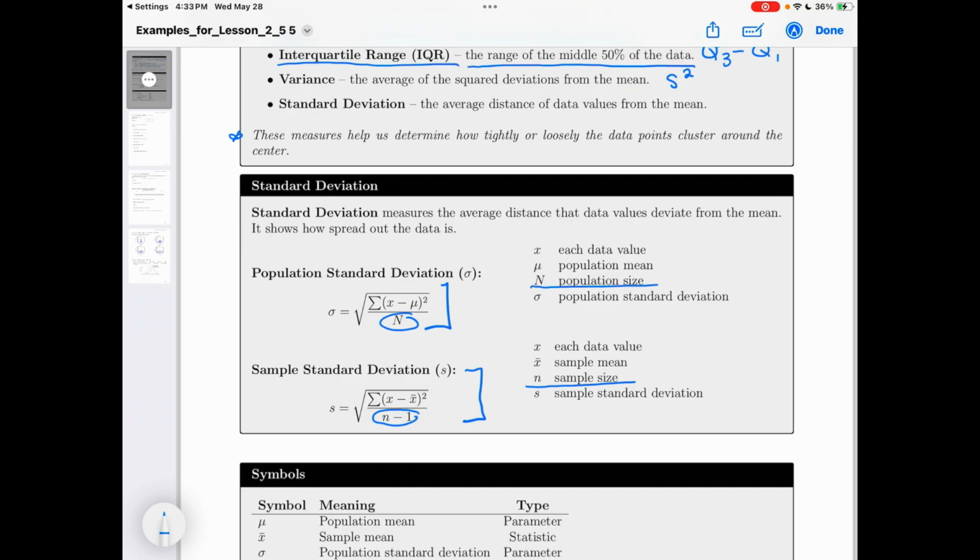Now, I'm going to show you how to calculate these values on GeoGebra because although these calculations aren't hard, it can be pretty tedious, especially if you have a large data set.